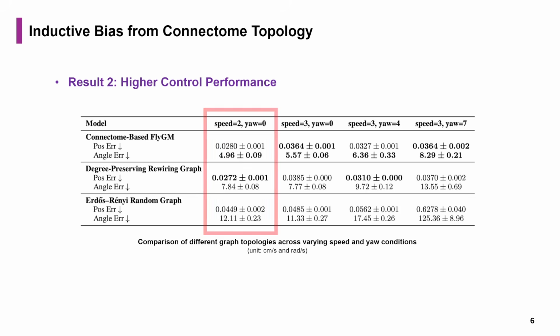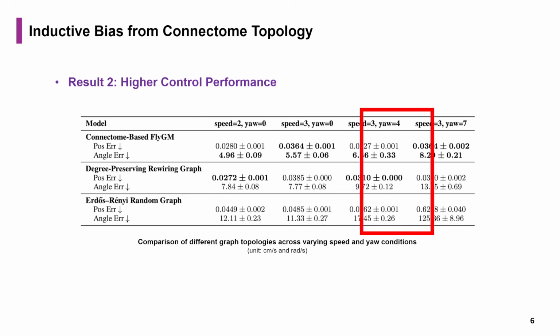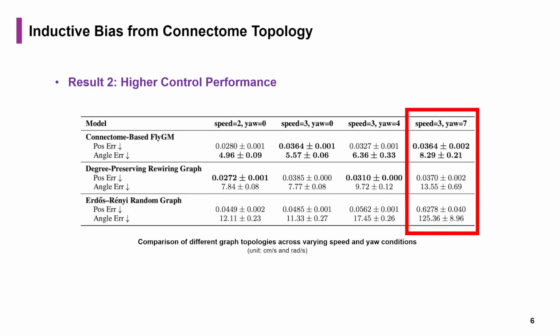At moderate conditions, 2 centimeters per second, no turning, all models perform similarly. But when we push to 3 centimeters per second with a yaw rate of 7 radians per second, the gap becomes dramatic. FlyGM maintains an angle error of just 8.3 degrees. The rewiring graph reaches 13.6, and the Erdos-Renyi random graph completely breaks down at 125 degrees. This tells us it's not just the degree distribution that matters. It's the specific evolved topology of the connectome that carries a meaningful structural prior for controlling a physical body.